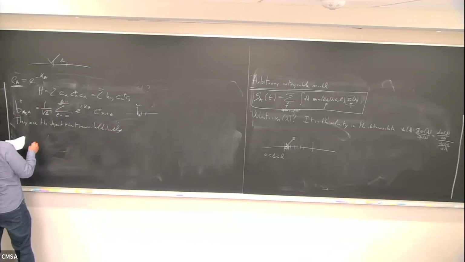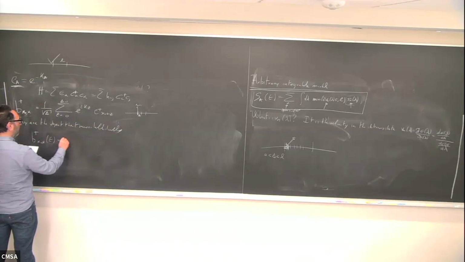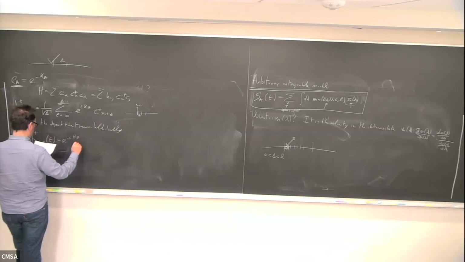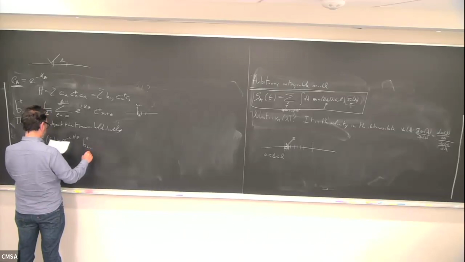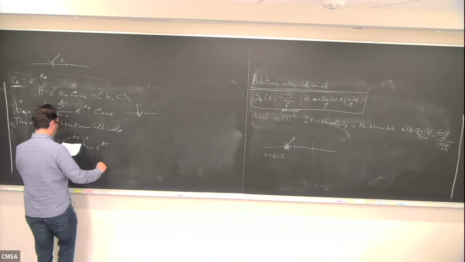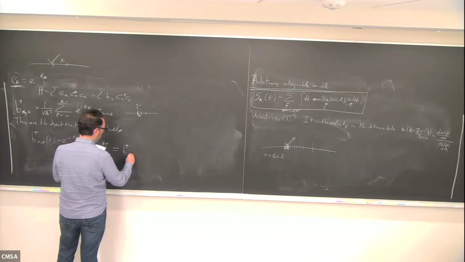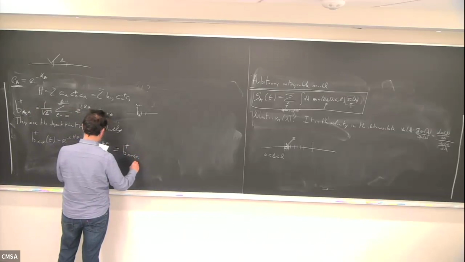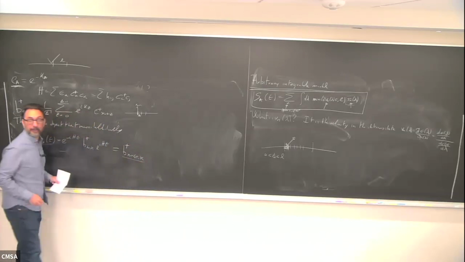In the sense that the time evolution of b dagger x0 k, e to the minus iHt b dagger x0 k e to the iHt, will be equal to b dagger x0 plus vk t comma k. Okay, so what we are saying is that this object moves ballistically.